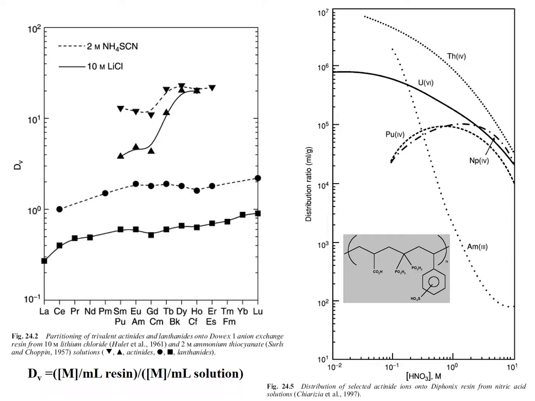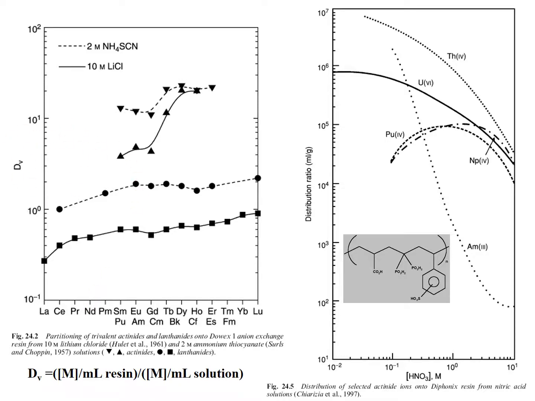An example of lanthanide-actinide separation is shown here. This is for the behavior of trivalent lanthanides and actinides in a Dow X1 anion exchange resin, where the solution is either 10 molar lithium chloride, the solid line, or 2 molar ammonium thiocyanate, the dashed line. This data up here is for the actinides. This data down here is for the lanthanides. The striking information shown here is that one gets different values in the distribution volume. This distribution volume is concentration per milliliter resin divided by concentration per milliliter solution.